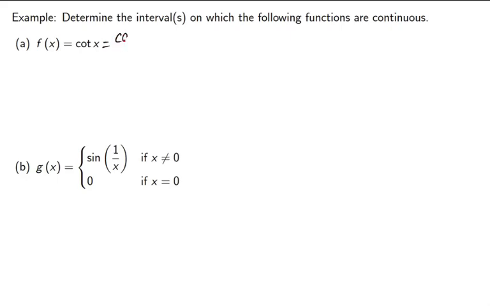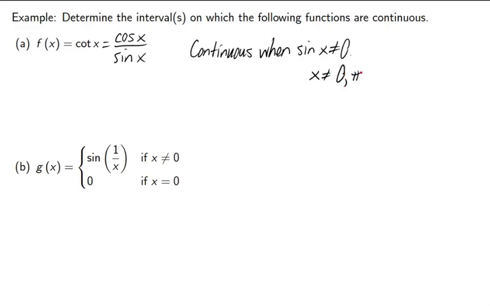Cotangent of x, you might recall from pre-calculus, is cosine x over sine x. This function is continuous everywhere except where the denominator is 0. Continuous when sine x does not equal 0. If sine x is equal to 0, then x has to be a multiple of pi, if you recall. So x does not equal 0, pi, 2 pi, and so on, but also negative pi, negative 2 pi. All of those values are values of x where the function's not continuous. But otherwise the function's continuous because there's no 0 in the denominator.